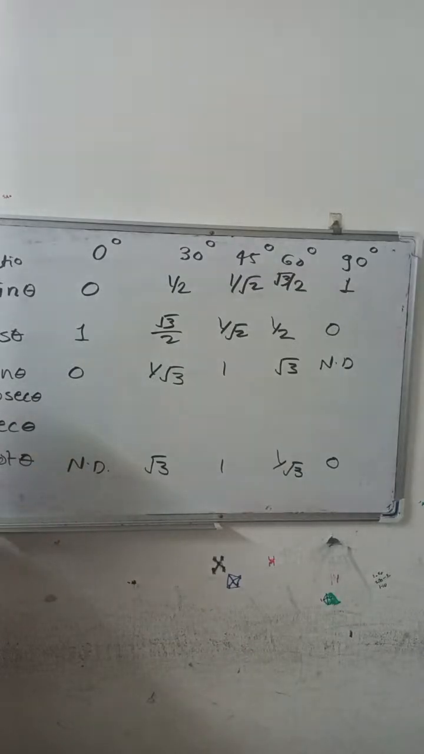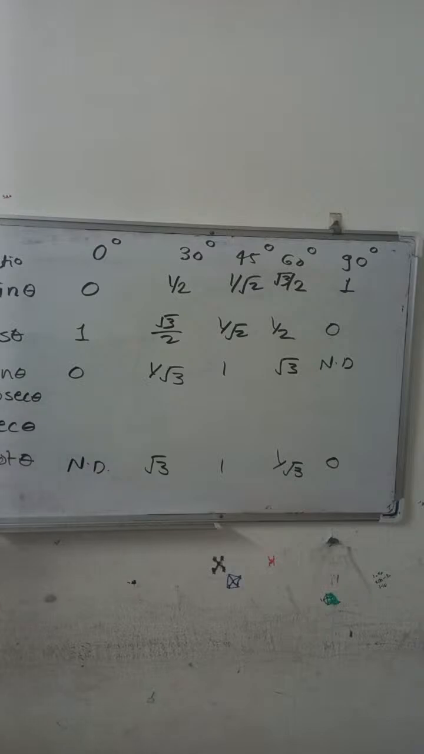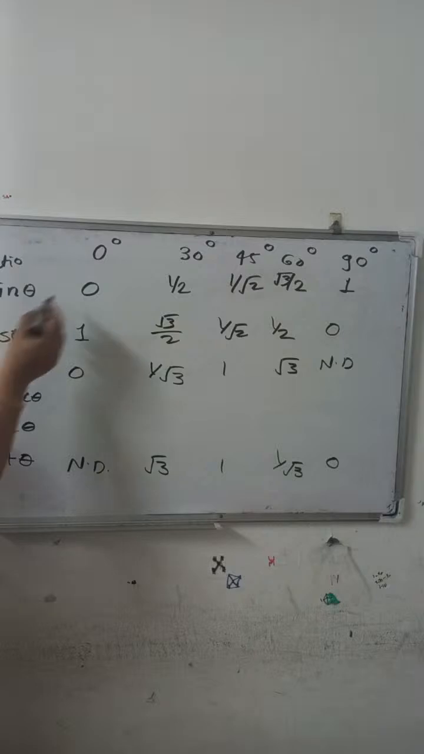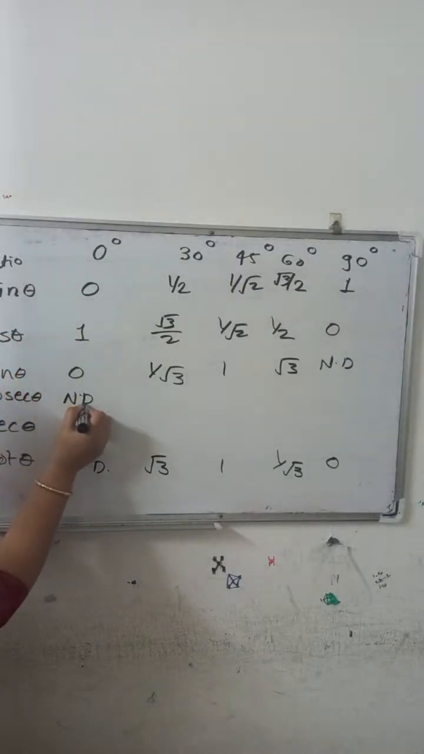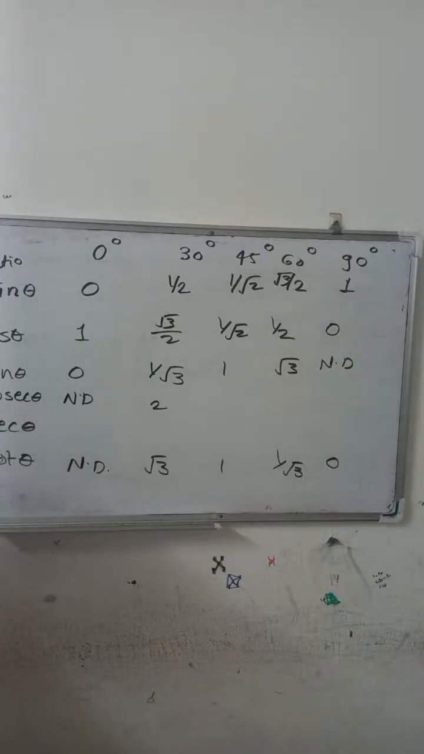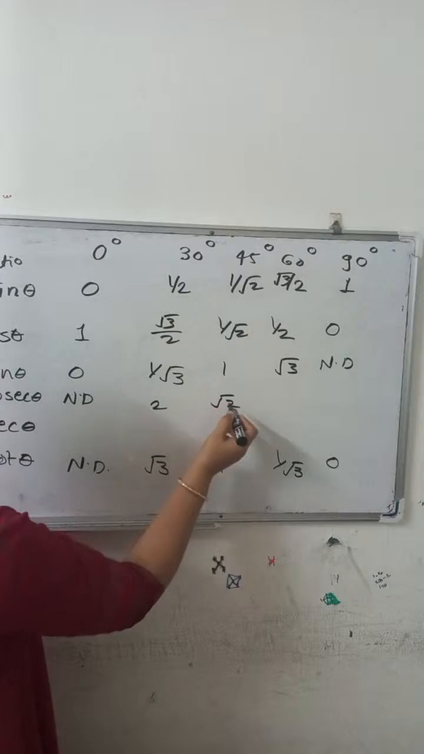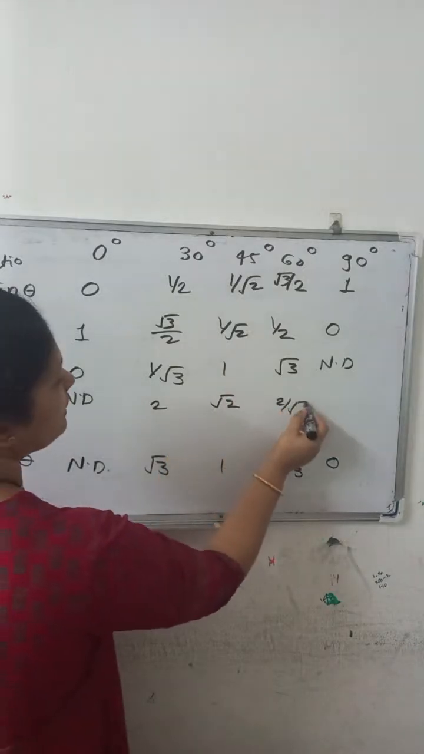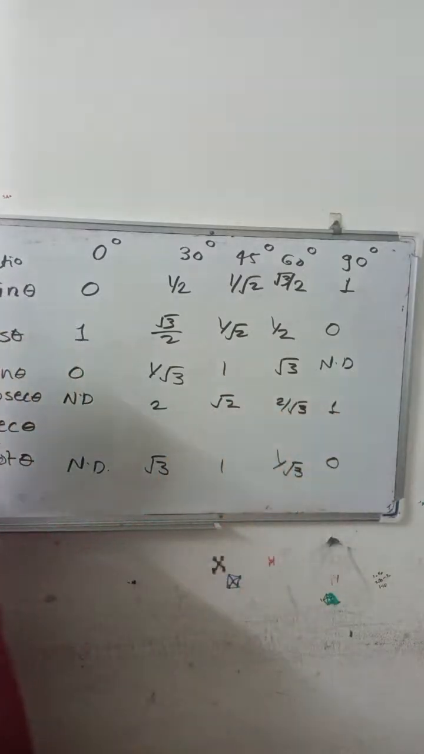Then cosec is nothing but 1 by sin theta. So it will be not defined, then 2, then root 2, then 2 by root 3, then 1.